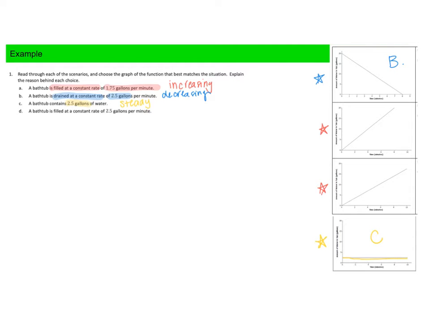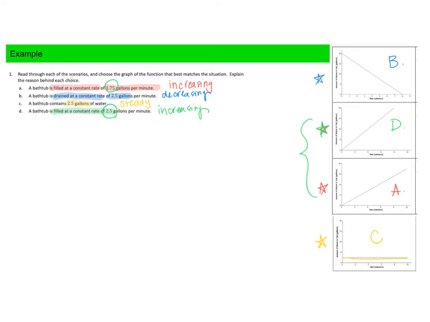It's stagnant. And then our last description says a bathtub is filled at a constant rate of 2.5 gallons per minute. So this, again, is increasing, all right? And it's increasing at a rate that is a little bit higher than that first one that was increasing. So it's going to be steeper than the first one. So the steepest graph on here between these two right here is this one. So this is graph D, which means that the first one, graph A, would be right here, okay?